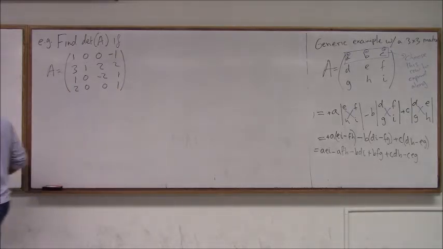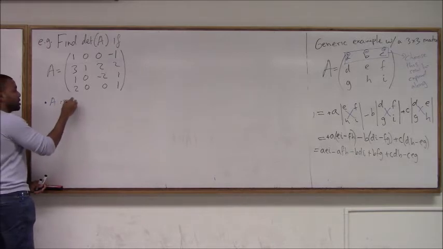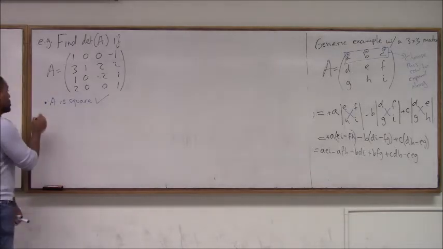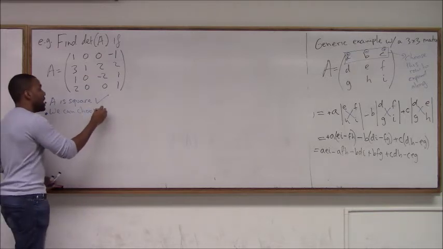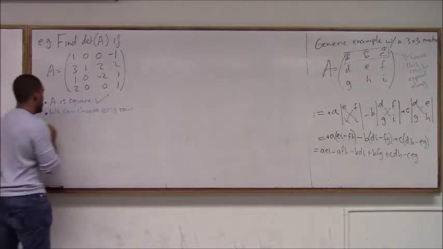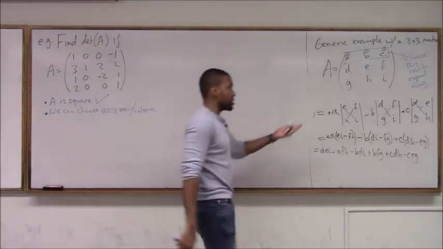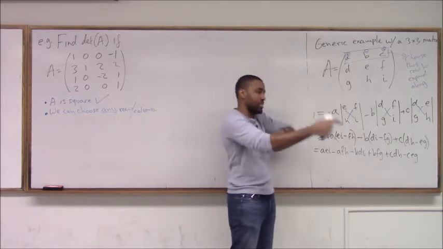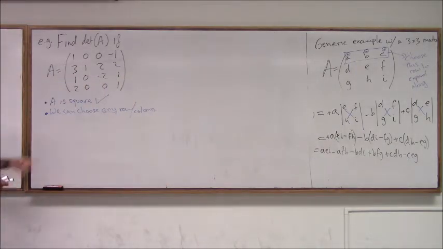So now, the important thing to remember here is, one, you have to check that it's a square matrix. A is square, check, which means I can find the determinant. Second, you need to know that we can choose any row or column that we feel like. When you were doing cross products back in Calc 3, you always expanded along the top row. It was always i times this and j times that and k times this. But in general, it didn't matter which row or which column you chose. You can choose any one.